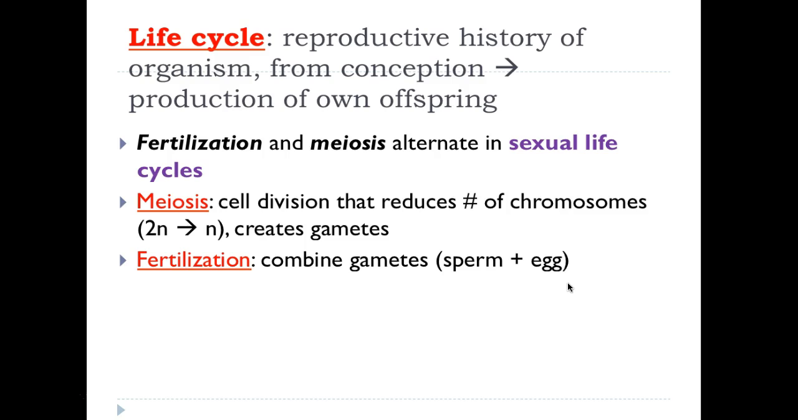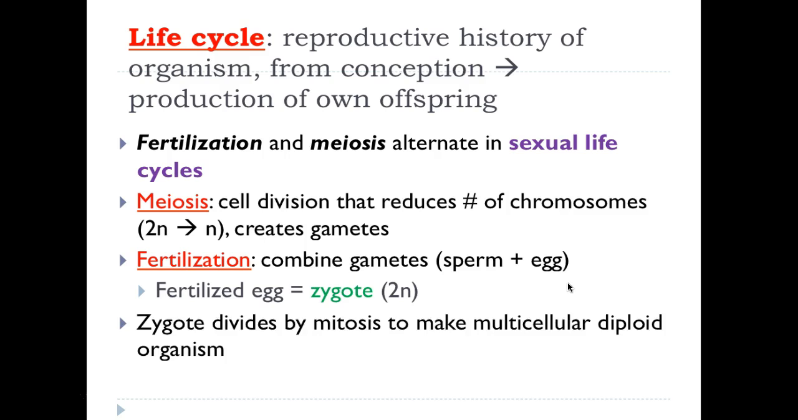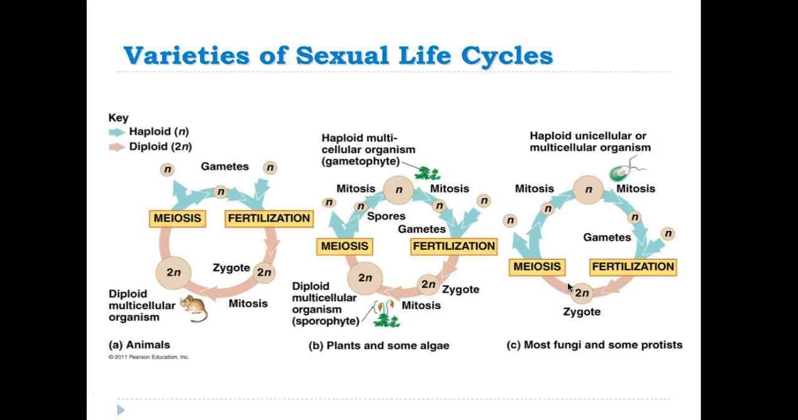So the sperm for a human would have 23 chromosomes, the egg for a human would also have 23 chromosomes, and when combined you'd restore that 46 diploid number. So fertilized equals the zygote, and that would then become 2n. The zygote then will undergo division by mitosis to make a multicellular diploid organism, and that's how we would grow, and any multicellular organism would grow.